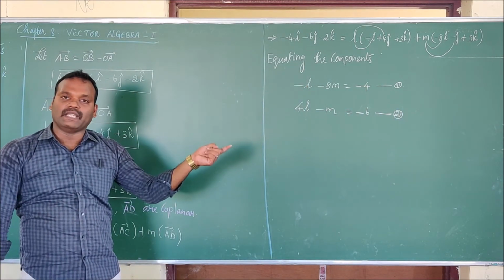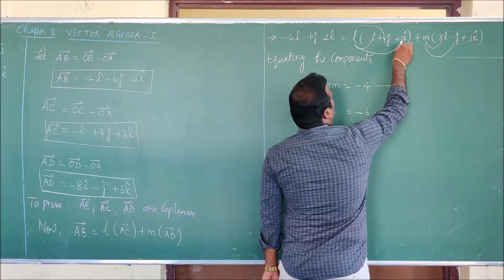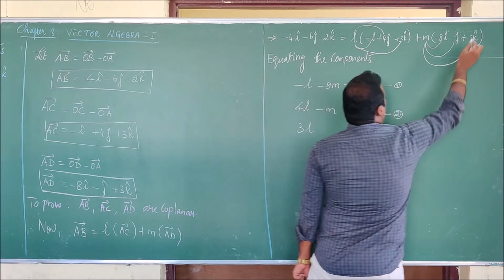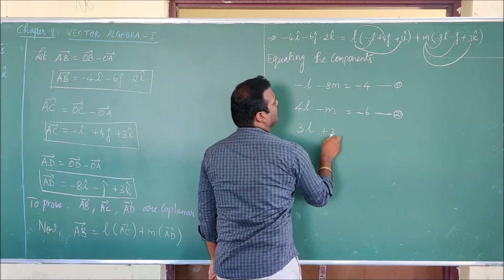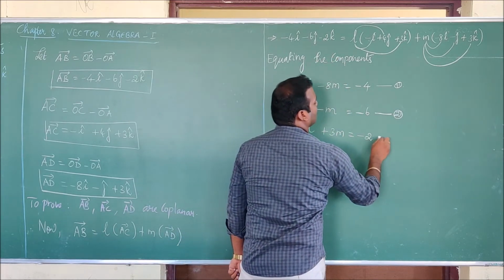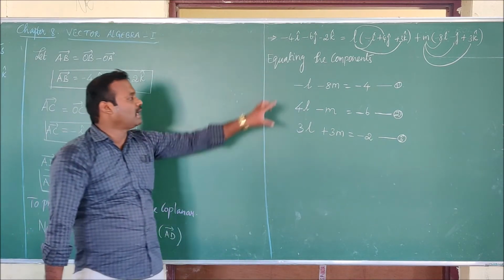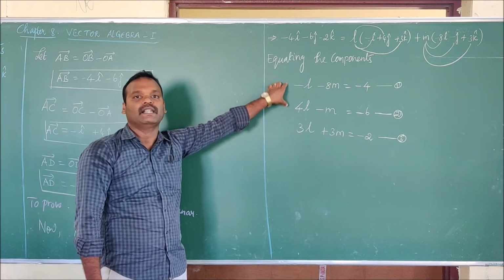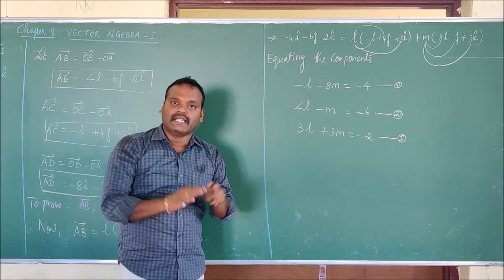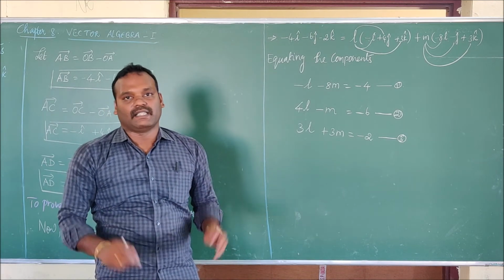Next we are going to equate the kth component. So when you are equating k, L into 3k, you will have 3L. And M into 3k, you will get 3M, which is equal to, here the kth quantity is nothing but minus 2. So this is equation number 3. As usual, you have to solve the first two equations and find the value of L and M and substitute in the third equation. If that equation is satisfied, then the given vectors are coplanar, or otherwise it is not.